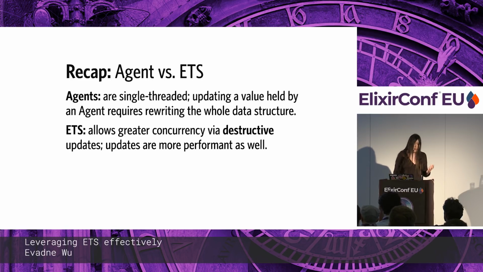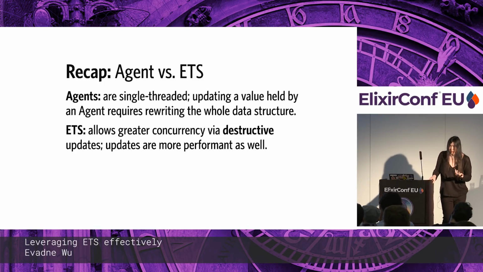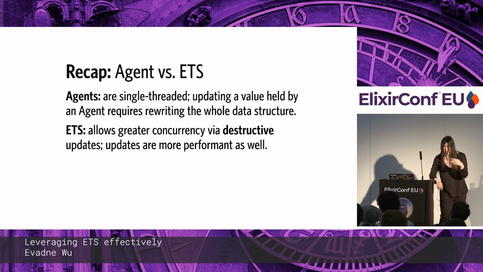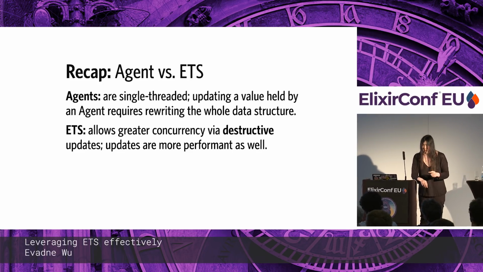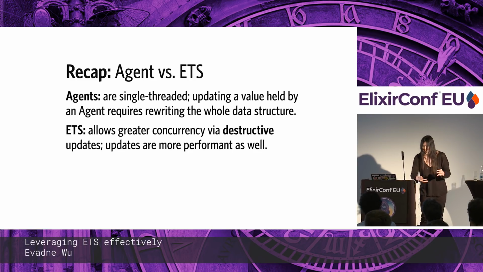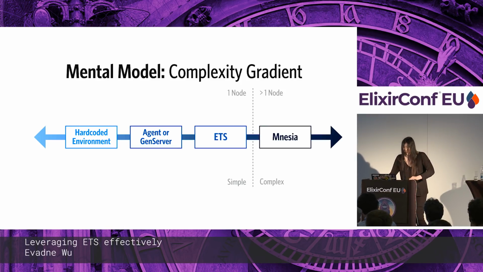Yep. So just a quick recap: agents are single-threaded. When you update a value held by an agent, the only thing you can do is to write a function that will update the value and pass the function to the agent API. The agent API will run it. So you can't have any kind of concurrency when you're dealing with an agent. And for ETS, you can have some concurrency, which may basically get you out of the problem that you have.